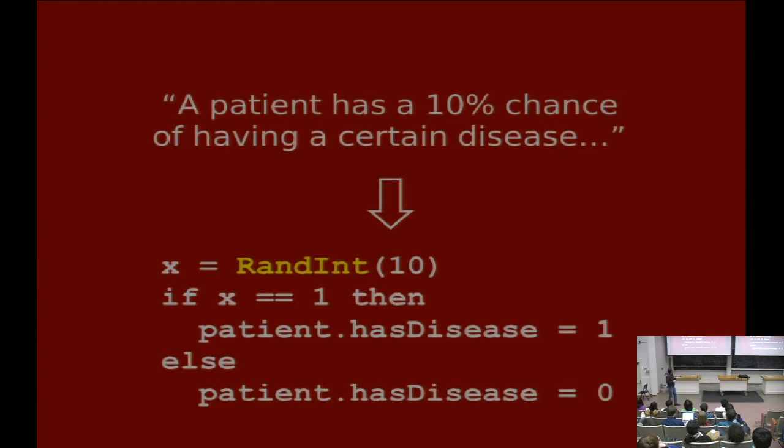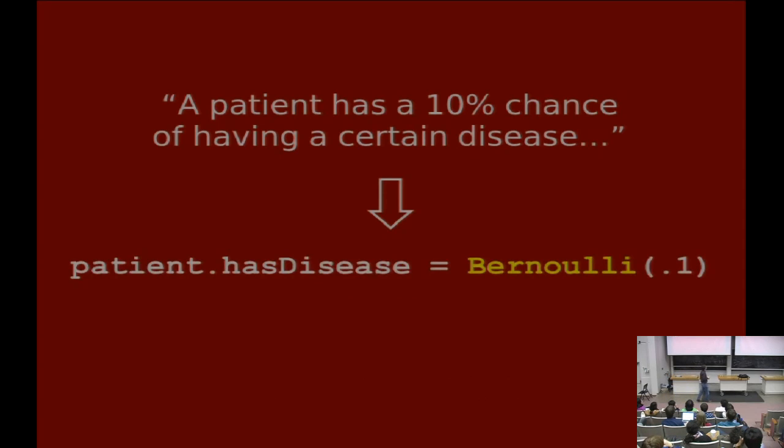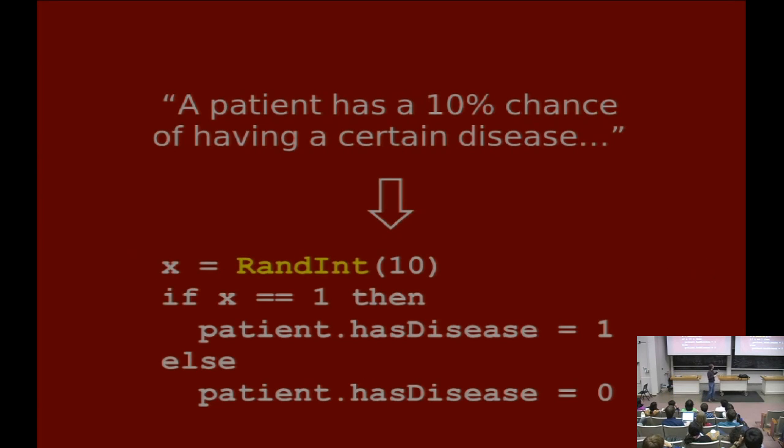So you understand, if somebody has a 10% chance, you pick a random number between 1 and 10. If it's 1, they have the disease. If 0, they don't. Now, actually, this is a little bit too much effort. If you want to generate 11%, you're like, oh, now what do I do?